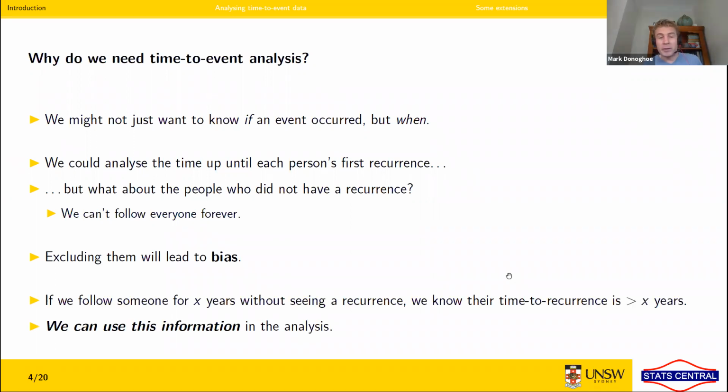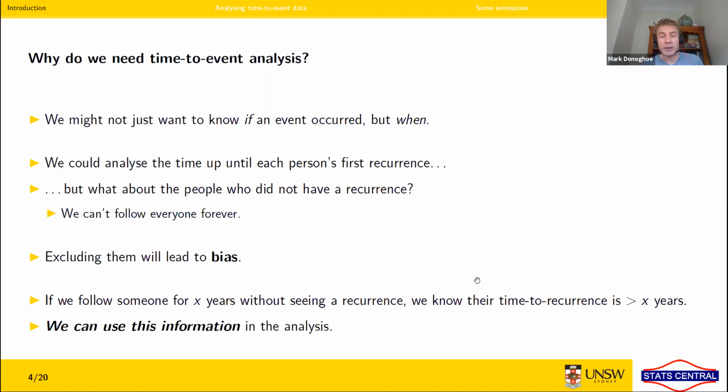But if we follow someone for 2 years without seeing a recurrence, we know that their time until their first recurrence is more than 2 years. And we can use that information in the analysis. And that's basically one of the main features of survival analysis.